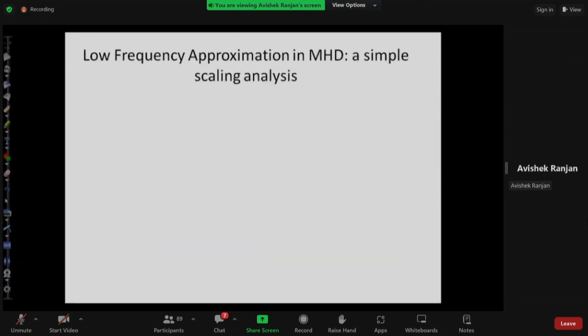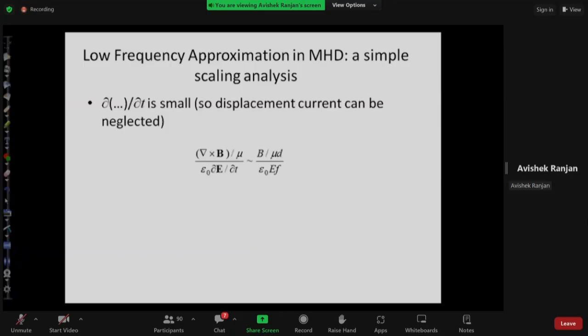Now let me give a little bit of background on what I mean by these approximations. They are also called low frequency approximations, because if you look at this time derivative, it is 1 over time, which is like a frequency. So if that is ignored, it is a situation of low frequency approximation. One can do a very quick scaling analysis of the various terms present in the Ampere-Maxwell law, and with that it's easy to verify in which situations it's possible to make the low frequency approximation. Because if we know that, then we will also know where we cannot make this approximation.